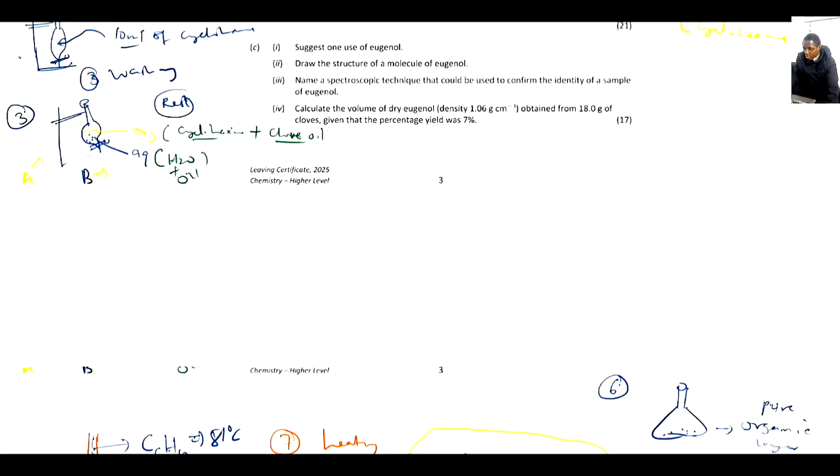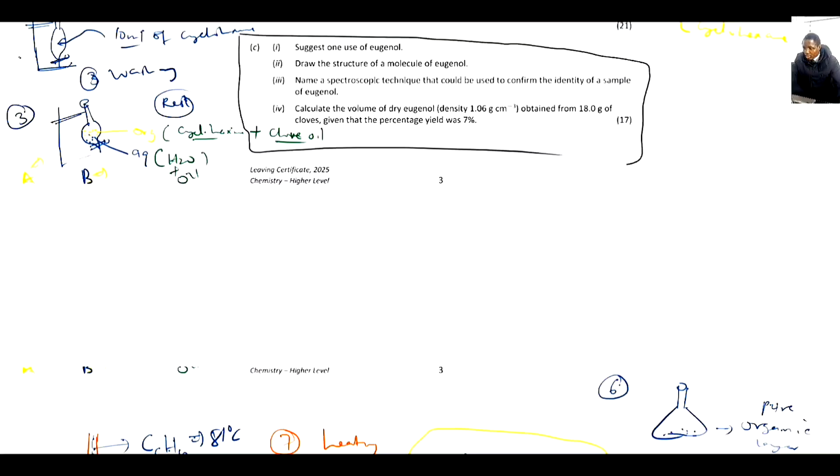So now we have the third aspect. I think you can easily use this one, and this is the remaining part of the question. Just box it where I can see it. So the first part is: suggest one use of eugenol.